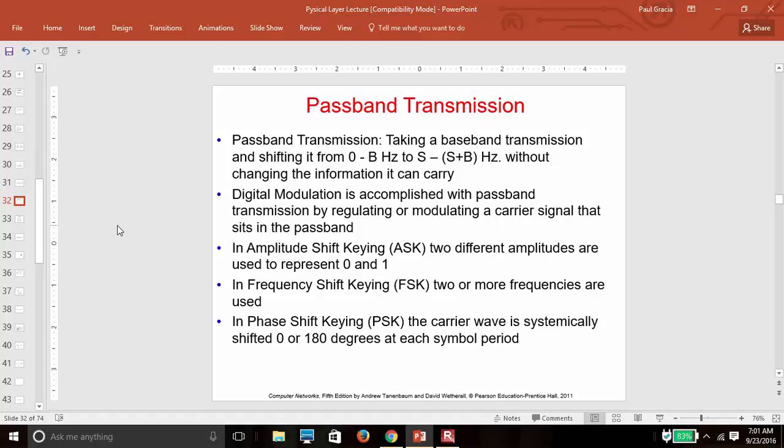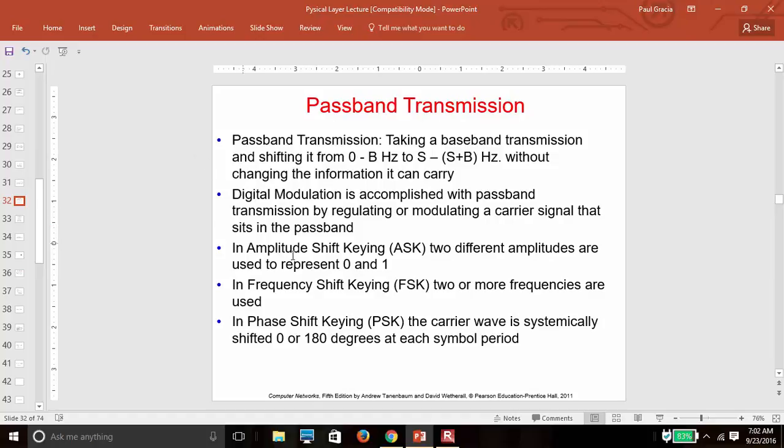So imagine you can have different signals with different frequencies where S is a different value. And on each of those frequencies we're going to make changes. We're either going to make changes to the amplitude, the frequency, or the phase of the carrier signal. So in amplitude shift keying, you use two different amplitudes to represent 0 and 1. In frequency shift keying, you're going to have two different frequencies. One of each is going to represent 0 and 1.